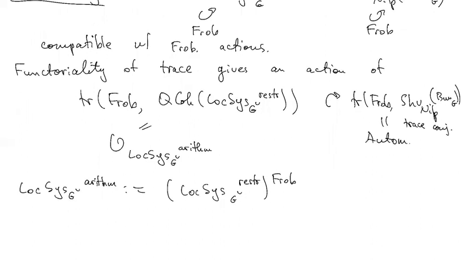But one thing to say is that, unlike this restricted stack, the stack of arithmetic local systems is a true Artin stack. It is derived, but it's not formal, and it has finitely many connected components. Taking Frobenius fixed points kind of kills, other than derivedness, all the unusual features of the stack. So that's one thing.